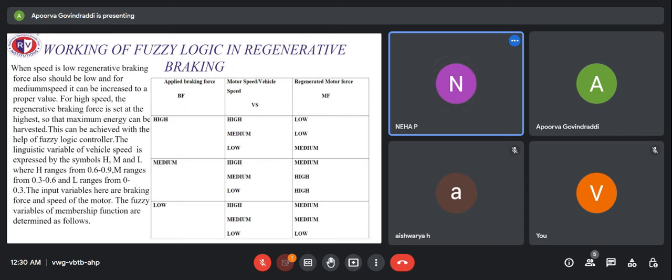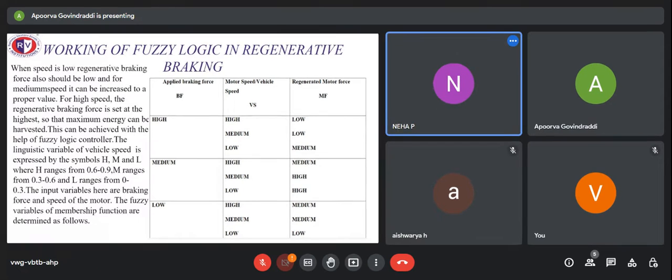The table on the right side shows regenerated force for different amounts of applied braking force and motor speed or vehicle speed. In the first column, for high values of applied braking force and vehicle speed, the regenerated motor force is low, which means when the vehicle is moving at a very high speed and the brake is applied immediately, the amount of energy regenerated at that moment will be very low. The same can be applied to the other combinations as well.